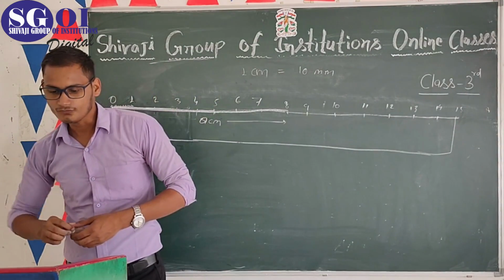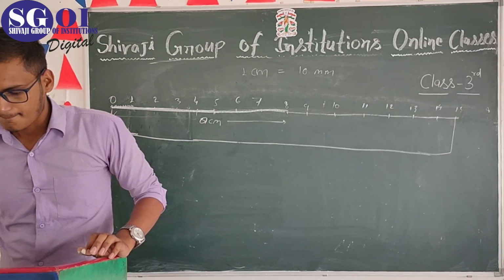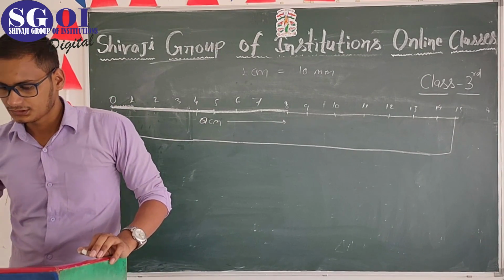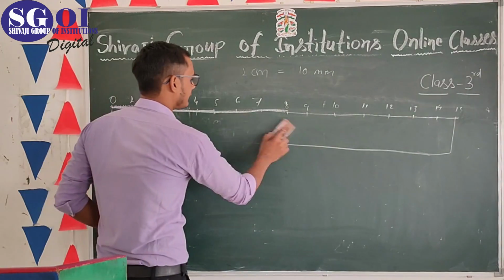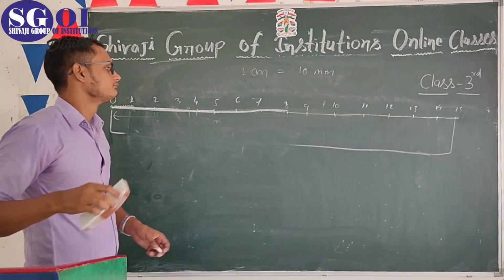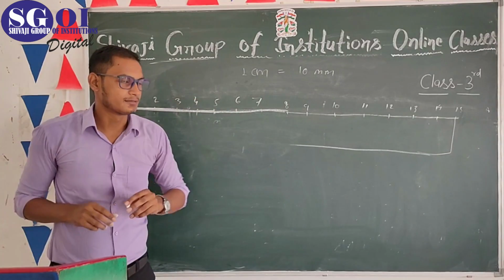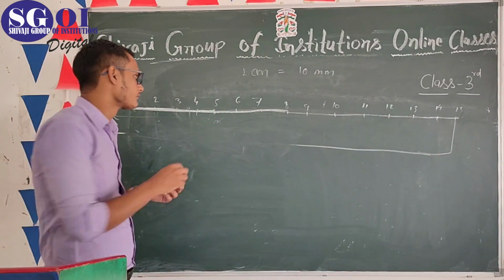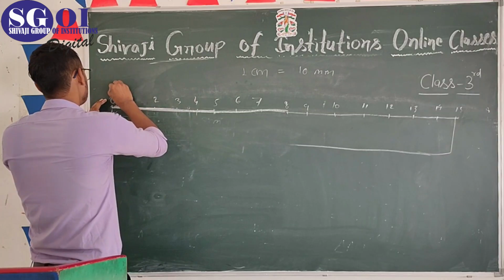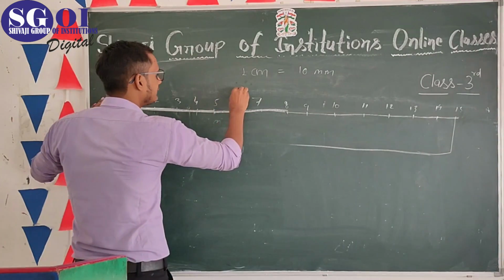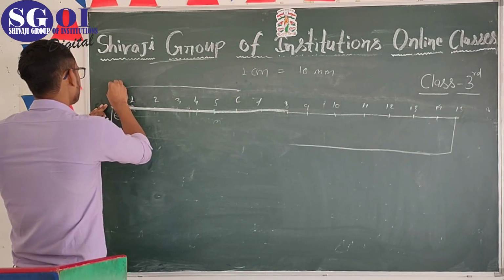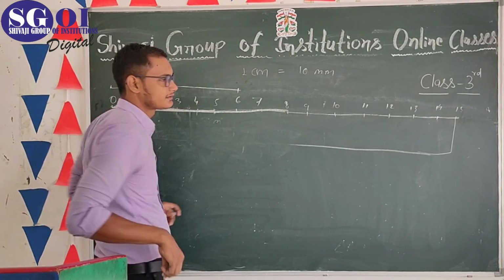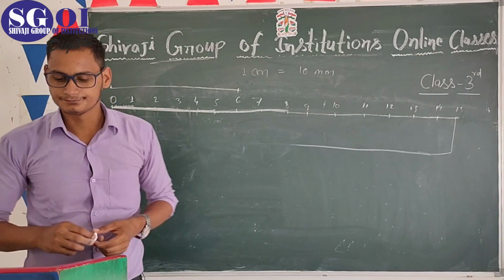Understood? So if we draw a line of 6 centimeter, we put a mark at 0 and 6 and draw a line segment. It's a line segment of 6 centimeter.